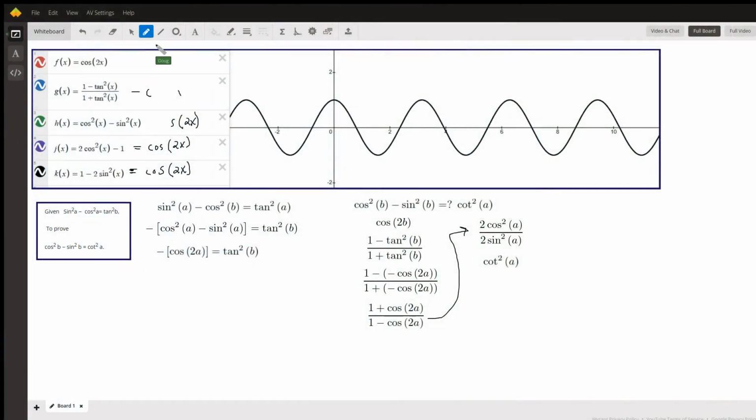Okay, you're given that this statement is true right here. And you want to prove that if that's true, then so is this. Now, in order to go from here to here, you have to use a bunch of trig identities, which are all related to the cosine of twice an angle.